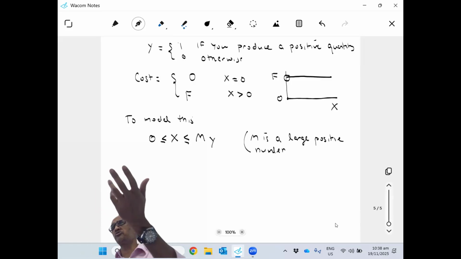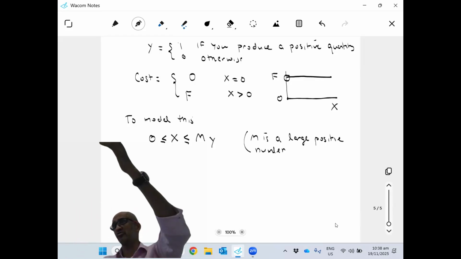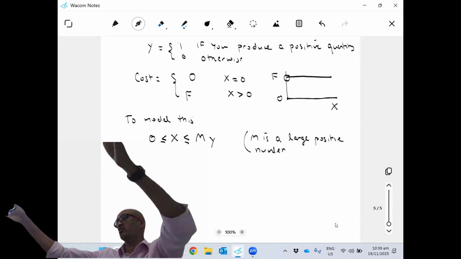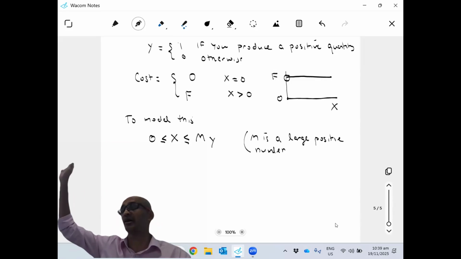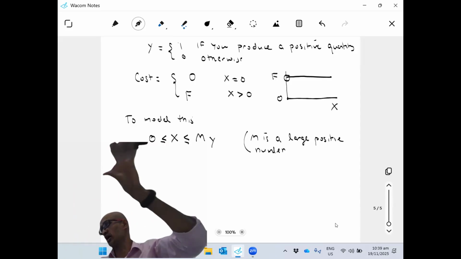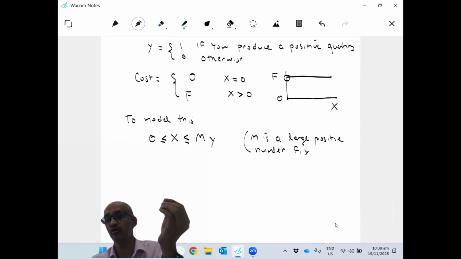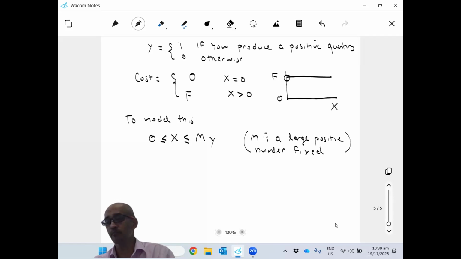In some problems, if your plant is producing some items, maybe your plant cannot produce more than 100,000 items. Then M is 100,000. Otherwise, you just put some artificial very high number, 10 to the power 10. Of course, it has some effect on the algorithm itself, but basically M is some large positive fixed number, which you can typically find from your problem context. So what will this do? When Y is 0, X will be 0. When Y is 1, X can be any number from 0 to M.